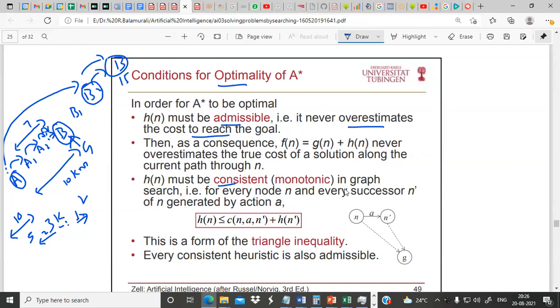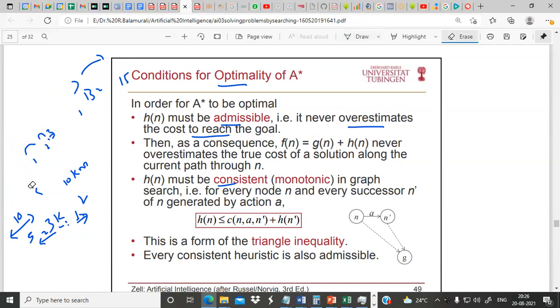Now from B2, it may travel and find this as the goal, and the algorithm may say that I have already found the goal. Okay, the algorithm has found the solution, but it is not an optimal solution. So this is the reason the heuristic function should underestimate the goal state. It should never overestimate. Such a heuristic function is called an admissible heuristic function.